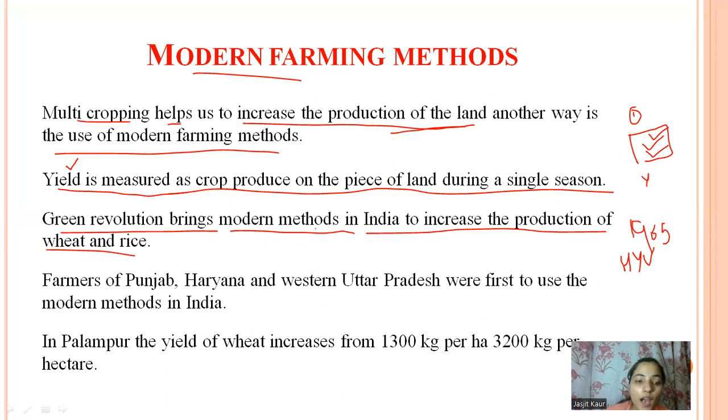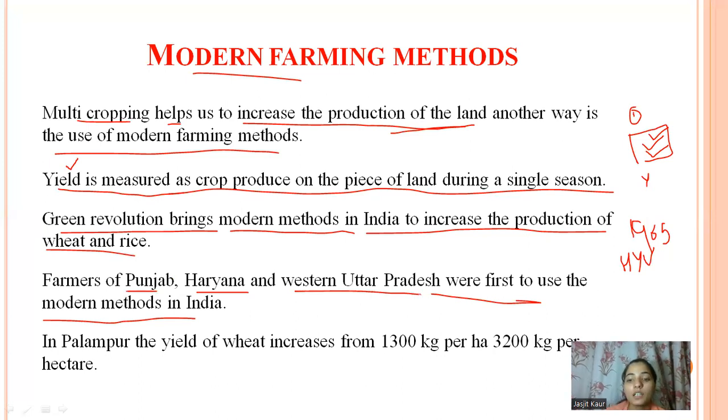Farmers of Punjab, Haryana and Western Uttar Pradesh were the first to use the modern methods in India. These are the three states where the farmers used the modern methods, or we can say the green revolution first took place in these three states.